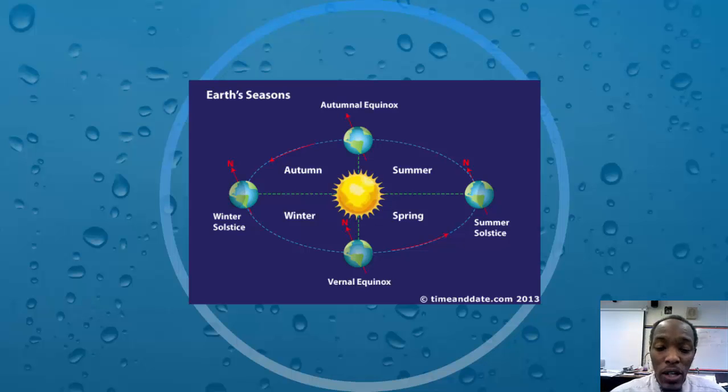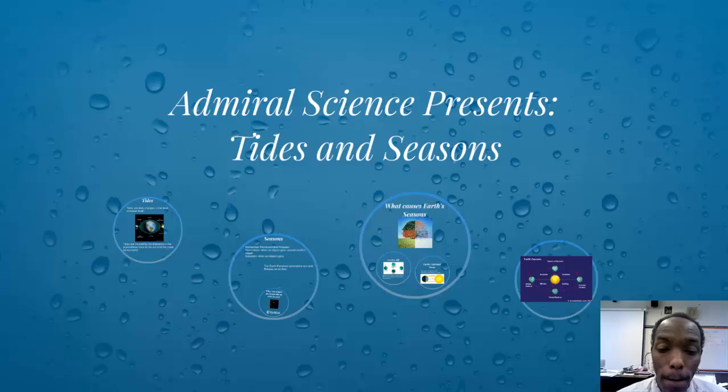Alright, and then when the Earth is actually closest to the sun is our mid-seasons. So the autumn is on one side and the spring is on the other, and that's when we're closer. Our more extreme seasons like winter and summer are when we're actually further away from the sun. And there you have tides and seasons.